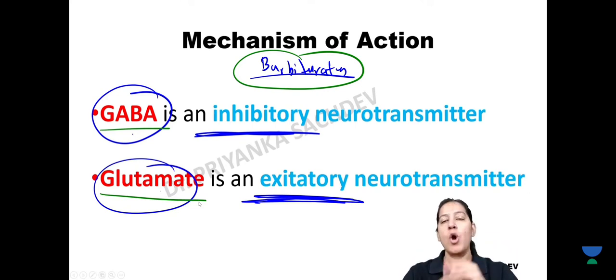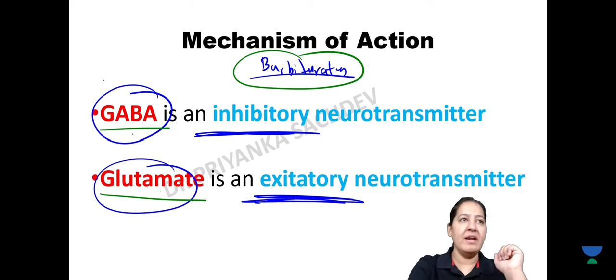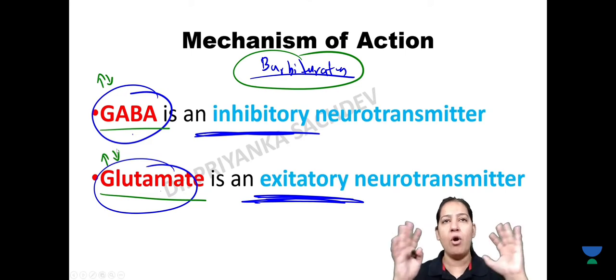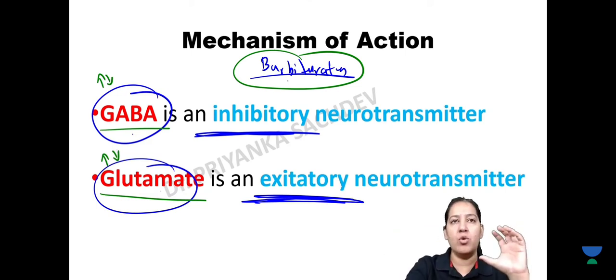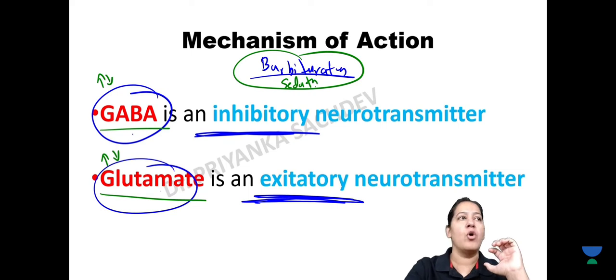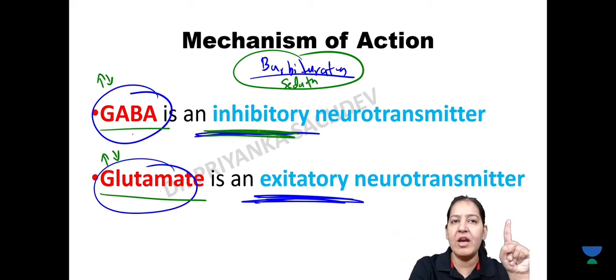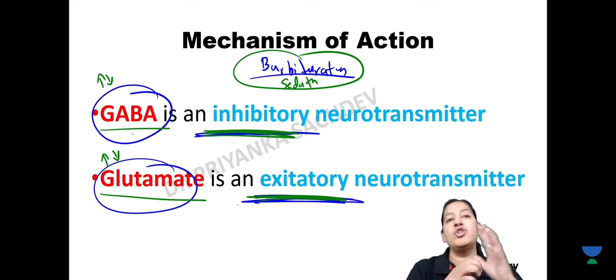What will a barbiturate do? Will it increase GABA or decrease GABA? Will it increase glutamate or decrease glutamate? What do they do? Barbiturates want to cause sedation in the brain. To cause sedation, do you want to increase the inhibitory or the excitatory neurotransmitter?